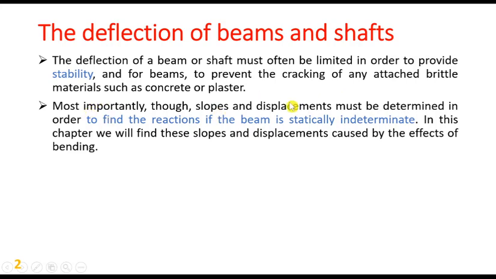Most importantly, though, slopes and displacements must be determined in order to find the reactions if the beam is statically indeterminate. For a statically indeterminate beam, by indeterminate we mean we cannot determine the reactions by applying the equilibrium equations. So statically indeterminate means we cannot find the reactions by applying the equilibrium conditions, and that's why it is called statically indeterminate. In this chapter, we will find these slopes and displacements caused by the effects of bending. So due to bending, we are discussing this.